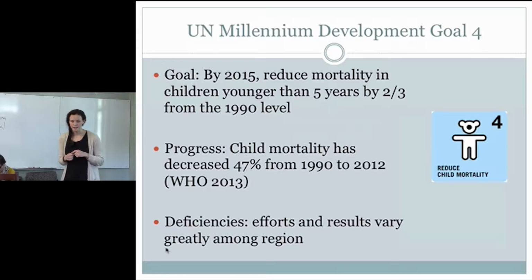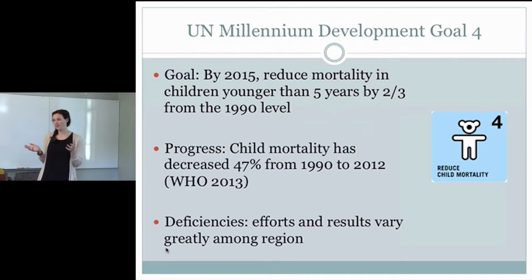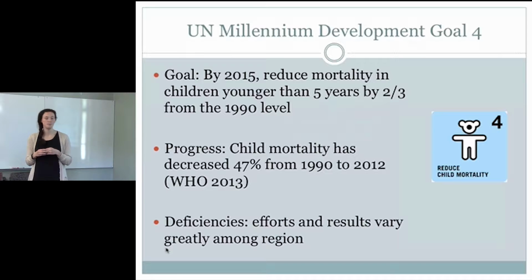To recap, goal number 4 is what I'm focusing on. It was established by the UN in 2000, and their aim was to reduce child mortality under 5 from the 1990 level to 2015 by two thirds. Progress has been made overall at the aggregate level by about 50%, which is a pretty significant amount. But when you look at regions and different countries, you can see that the efforts to reduce child mortality and the successes have varied quite greatly.